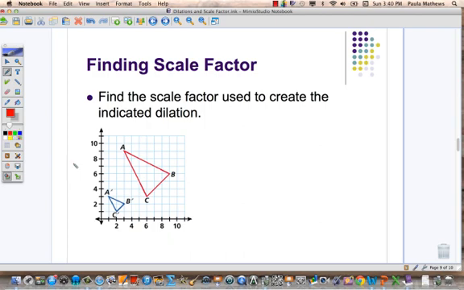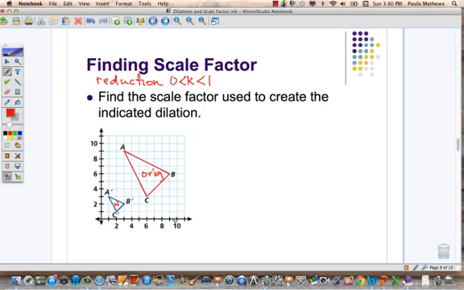Now looking at this one, again, we want to find out what that scale factor is. And so it's important to figure out which one was the original. So here's the original. And here's the new, and we look for those prime notations. And so again, we can pick any 2 points. Again, I'm noticing that this has gotten much smaller, so this is a reduction. And so if I have a reduction, my scale factor has to be less than 1. It's got to be bigger than 0, but less than 1.